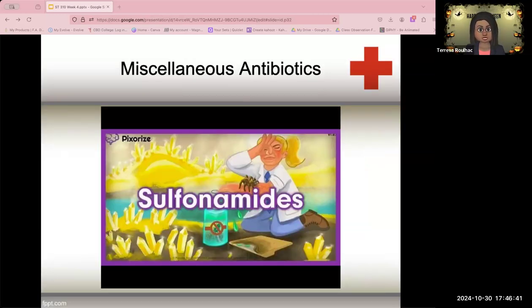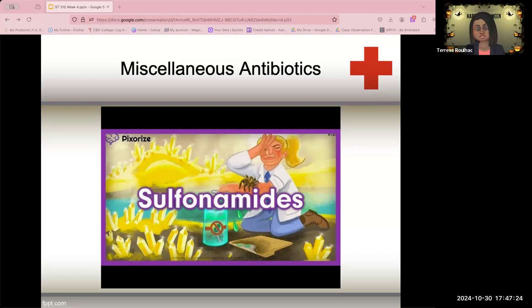And our last are our miscellaneous antibiotics. We look at sulfonamides. These are commonly referred to as sulfa drugs, were among the first antibiotics discovered and are still used today, often in combination with other antibiotic agents to enhance their effectiveness. Sulfonamides work by inhibiting bacterial growth through blockage of folic acid synthesis, which is a vital nutrient for bacteria. They compete with PABA, which is para-aminobenzoic acid, preventing the formation of folate, which is essential for DNA synthesis.